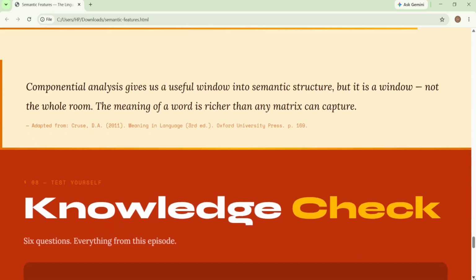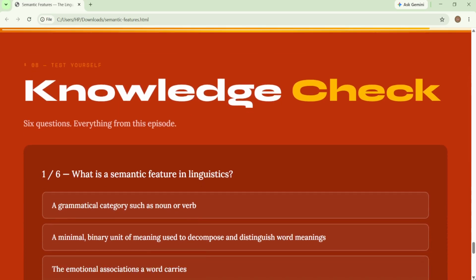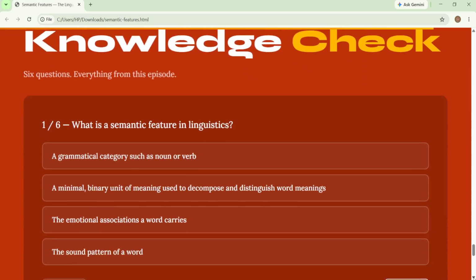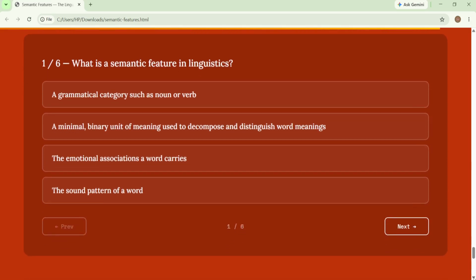Well, every theory has its drawbacks too, so let's check our knowledge now. That is the MCQ quiz spot. So what is a semantic feature in linguistics?